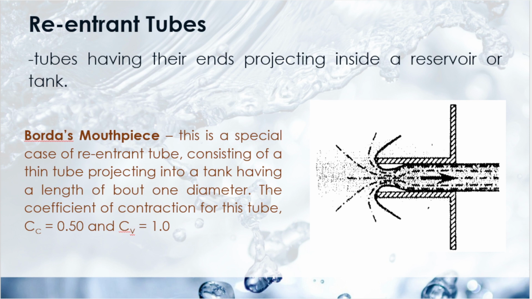The coefficient of contraction for this tube is 0.5 and the coefficient of velocity is 1.0. So that is for Borda's mouthpiece. It's just a reentrant tube, specifically a thin tube projecting into a tank, so it's inverted. That's what we call reentrant. As you could see on the arrow, let's say this is the side of the tank or reservoir, so it goes back in here. The values of C sub C and C sub V are given.